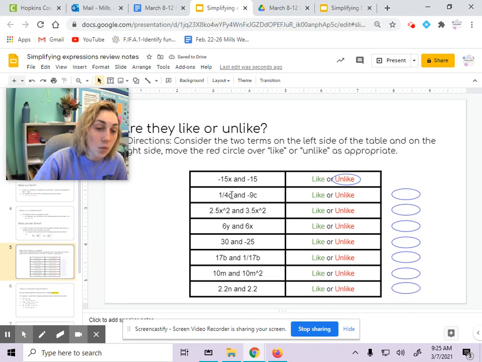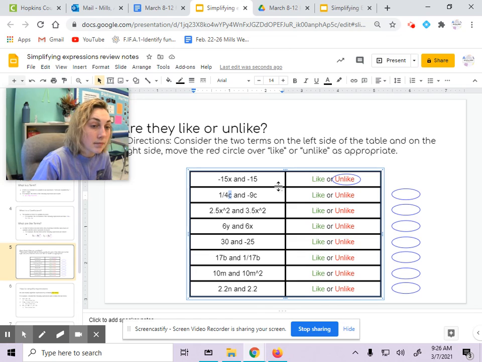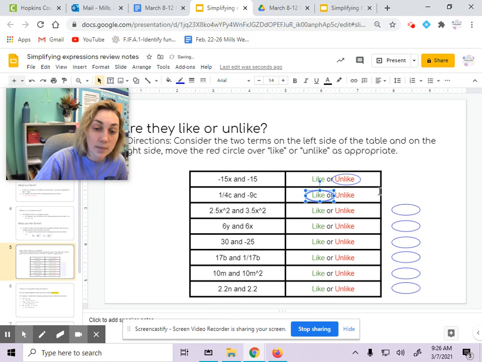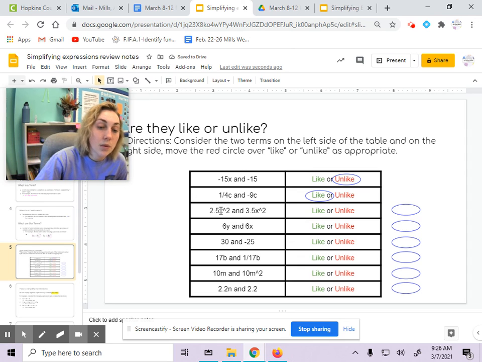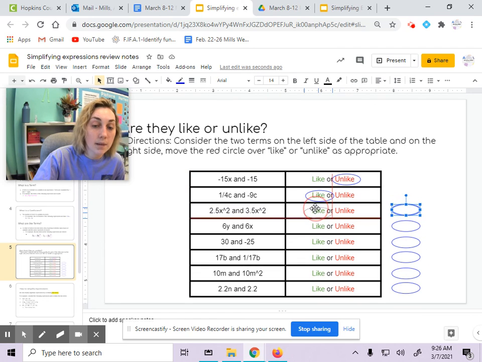The next one we have is 1/4 c and negative 9c. These both have a variable of c, and neither of them has an exponent bigger than 1. Since they both have the same exact variable, c, these are like terms, and you can combine them. Here's our next one: 2.5x squared and 3.5x squared. Again, they have the same variable, x, and the same exponent, x squared. Since they have the same variable and exponent, these are like terms, and you can, in fact, combine them.